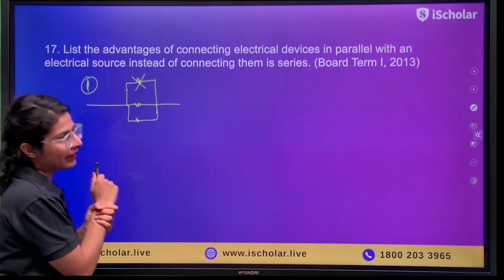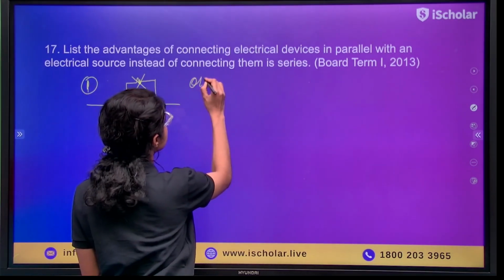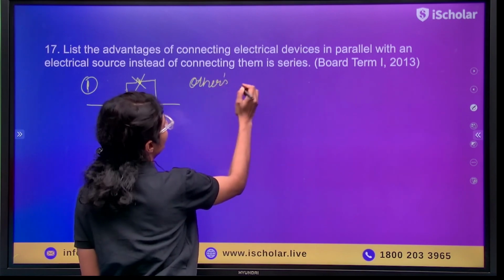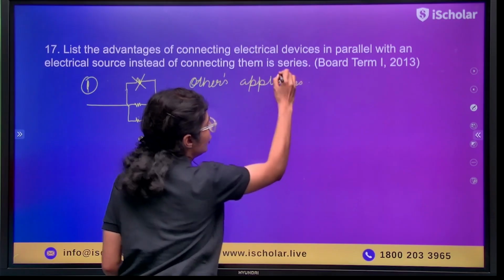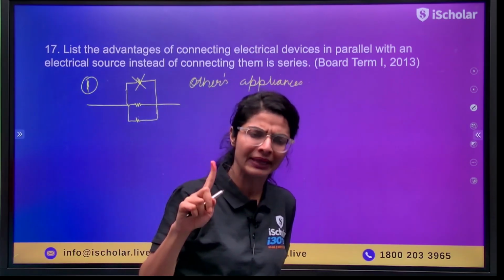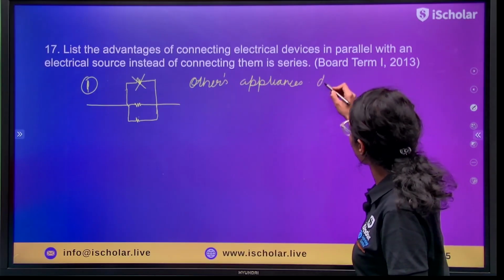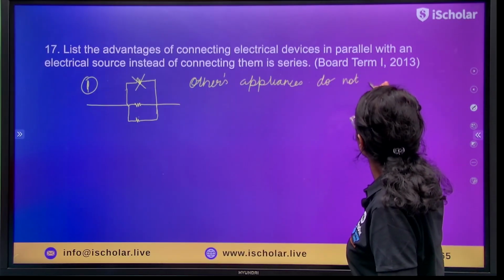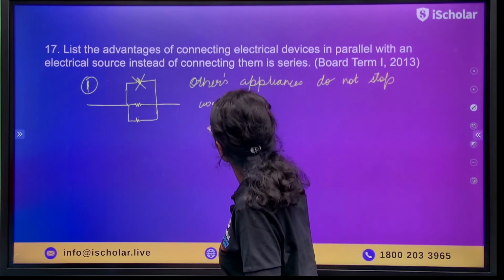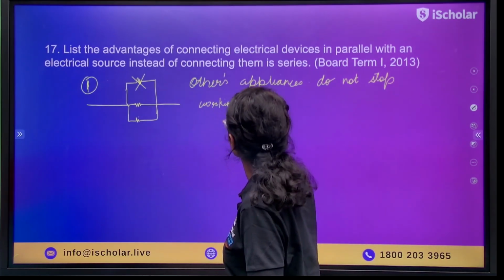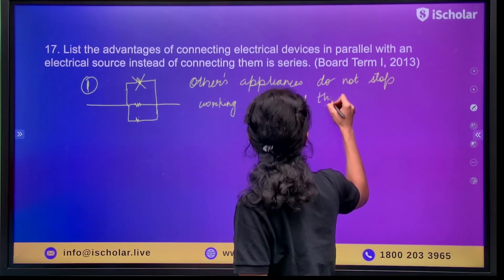So the first thing I am writing here is: other appliances do not stop working if one of them gets faulty or is destroyed.